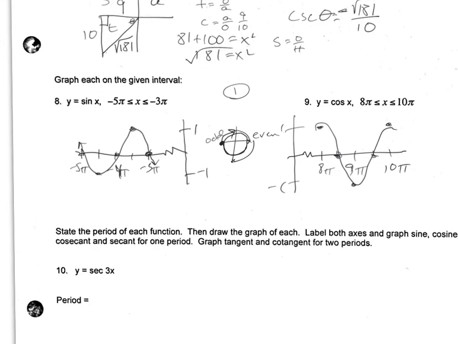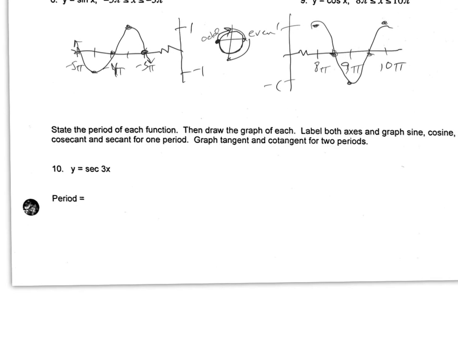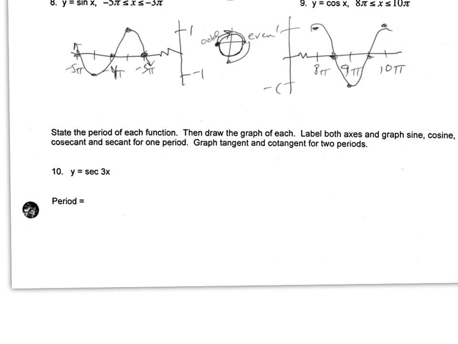You will have 4 graphs. You will be asked for the period, and then just draw your graph. Feel free to make any other notes that you might need. Every graph should be drawn for 1 period, except for tangent and cotangent should be drawn for 2.